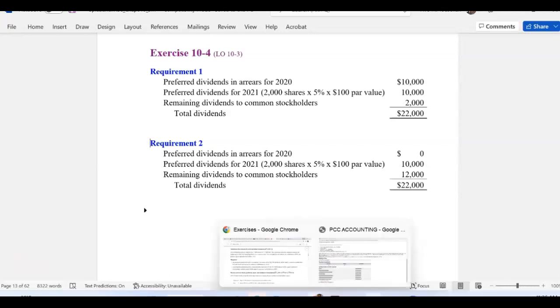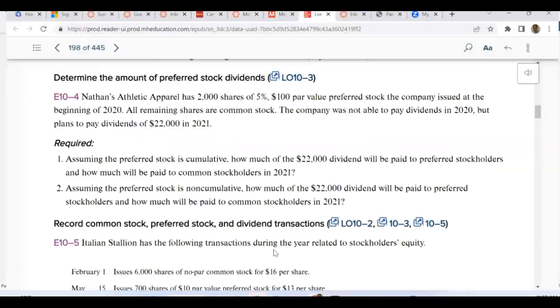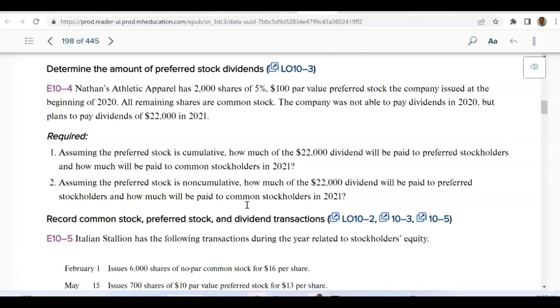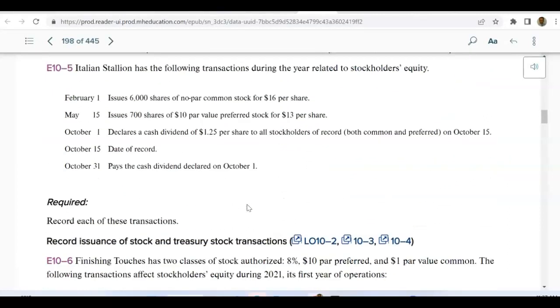Okay, so let's do at least one more problem. How about if I do number 5 for you? So the company has the following transactions during the year related to stockholders' equity. On February 1st, they issued 6,000 shares of no par common stock for $16 per share. And remember, no par common stock, it's a very easy journal entry, right? So let's look at that.